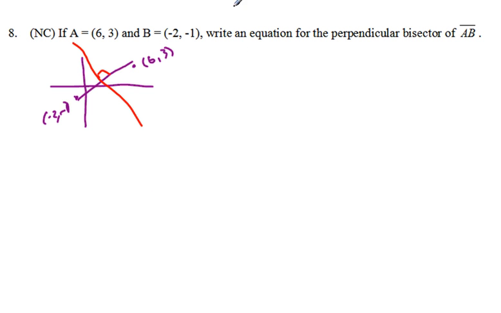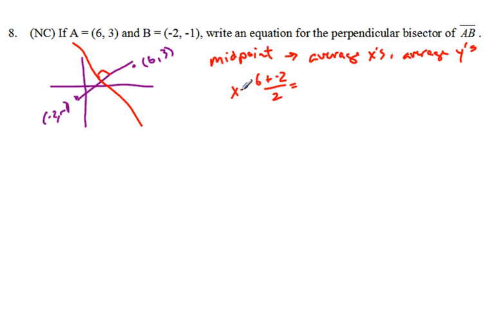All right, so we need to find two things. First off, we need the midpoint that it's going to go through, because this line does not go through A or B. To find the midpoint, we're going to average the x's, and we're going to average the y's. It makes sense. The one in the middle is just the average of the two endpoints. So when I average the x's, I've got 6 and -2. 6 plus -2 divided by 2, and I get 4 over 2, which is 2. So when I average the y's, 3 plus -1 over 2, which is 2 over 2, which is 1. So my midpoint is the point 2, 1.